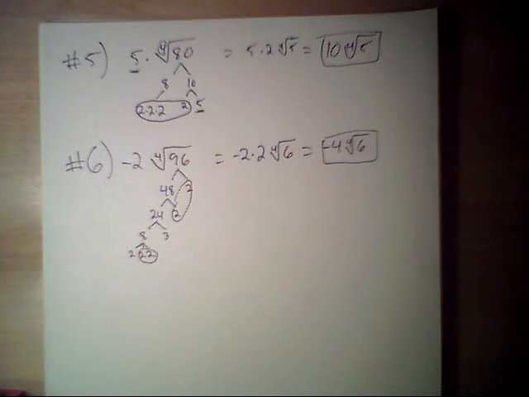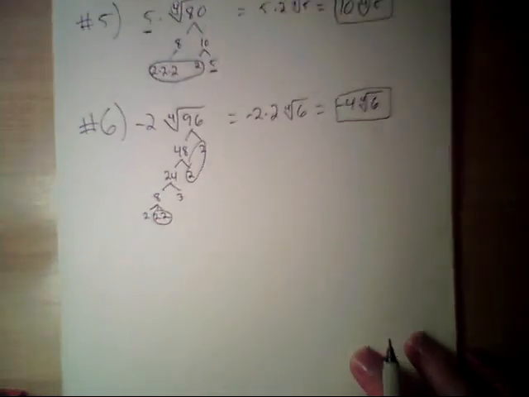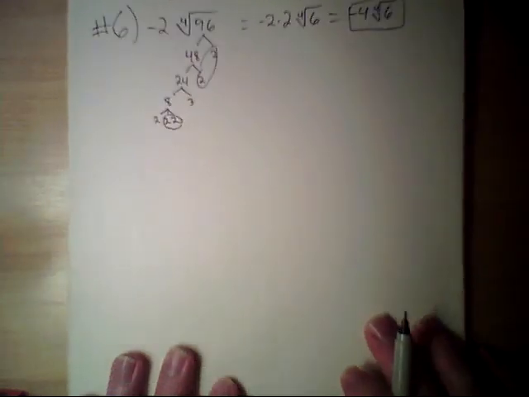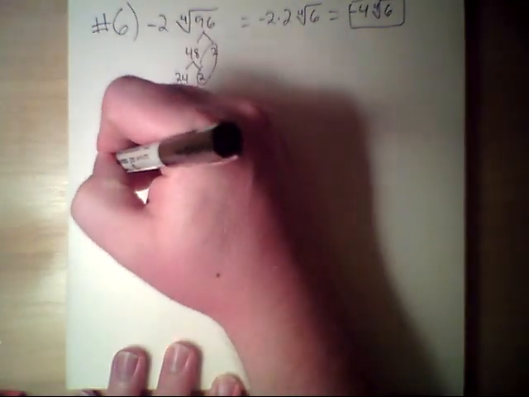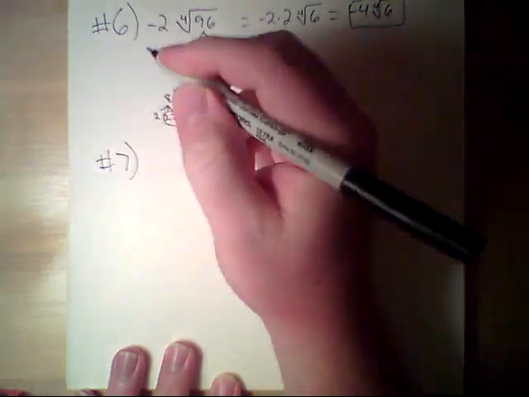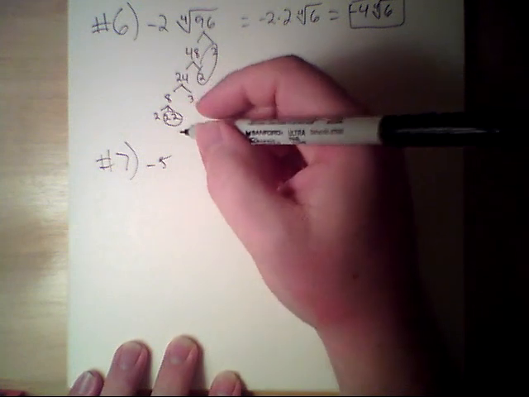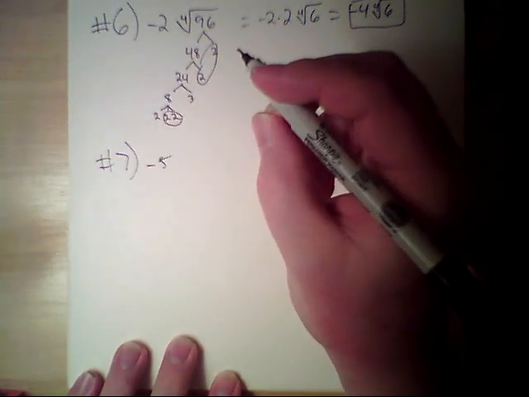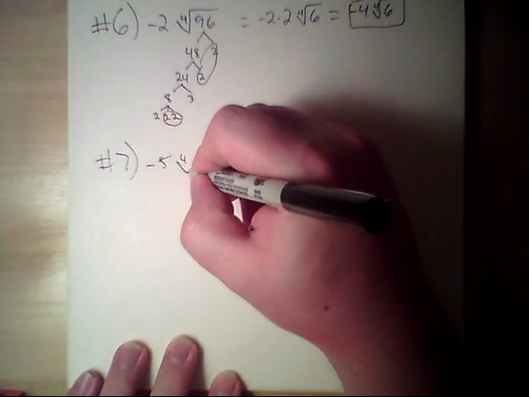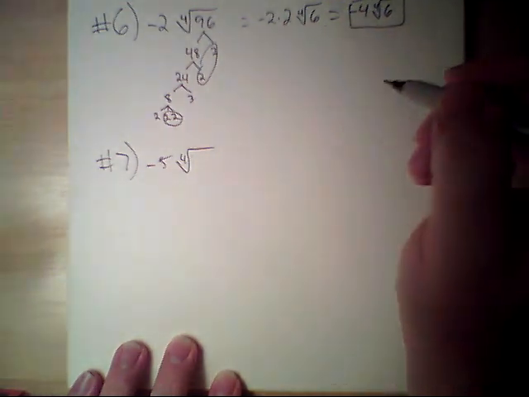Let me scroll down here. We'll get to number 7. Okay, number 7. Are we on view? Almost good. Number 7. We have -5 times the fourth root of 32. I guess they like fourth roots on this, don't they?